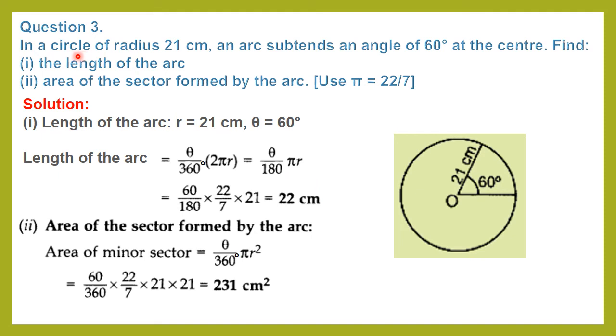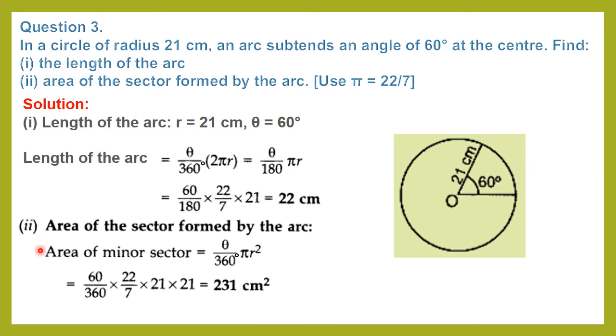Now see question number 3. In a circle of radius 21 centimeter, an arc subtends an angle of 60 degree at the center, means this is theta 60 degree and the value of r is given as 21 centimeter. You have to calculate the length of an arc and the area of sector formed by this arc. So we know that students, in first part length of arc is equal to theta upon 360 degree into 2 pi r. Substitute the value, we will get it as 22 centimeter.